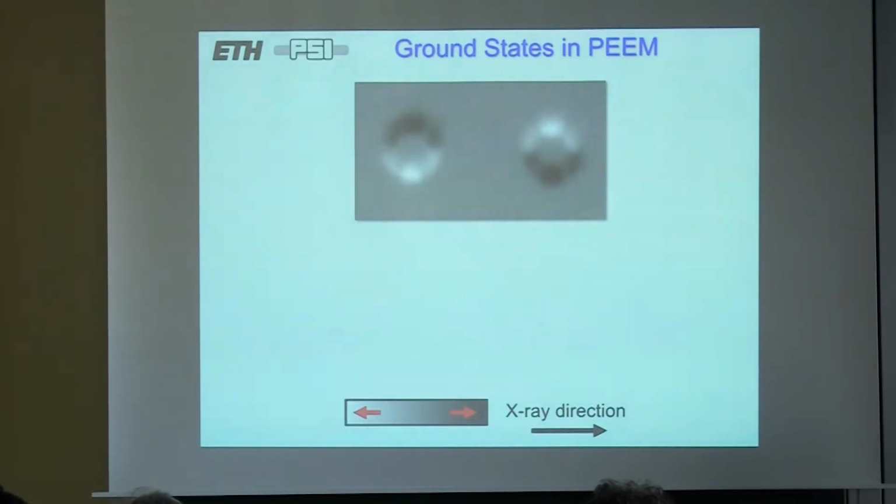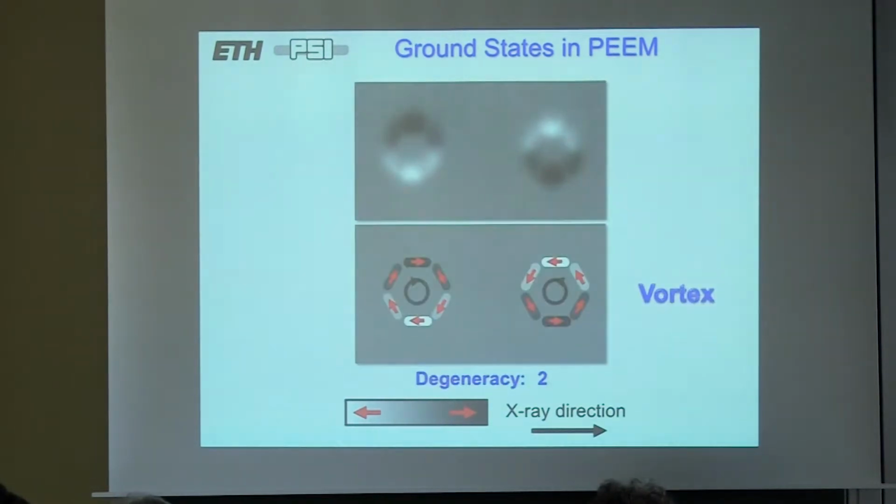And if the moments are pointing towards the left, they appear bright, and if they're pointing towards the right, they appear dark. So these two Kagome rings are actually sitting in the vortex state, the lowest energy state, with all moments pointing head to tail around the ring. So one clockwise, one anti-clockwise.